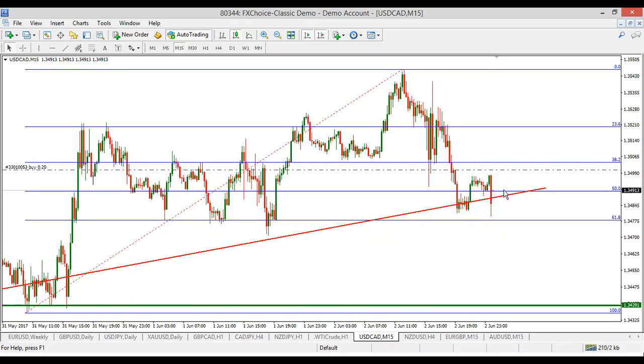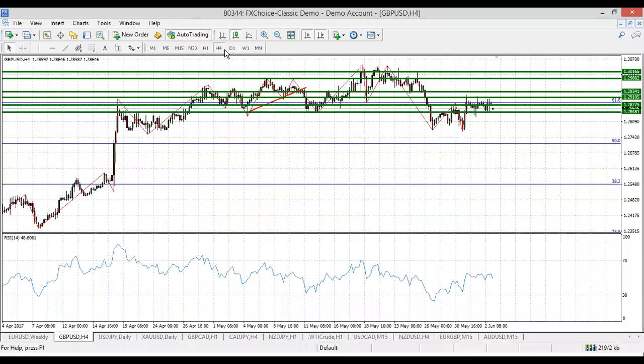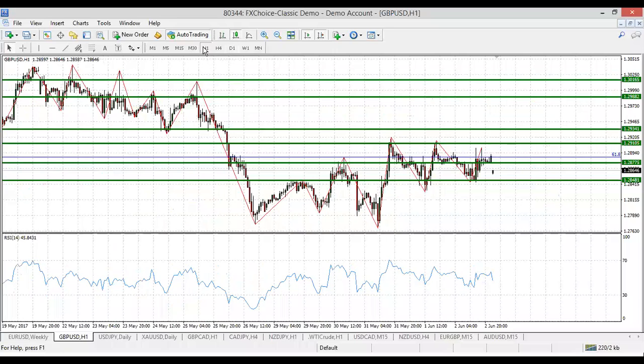USD CAD has refused to move. It gapped up here, no movement again. What happens to GBP USD? Let's go to a smaller time frame. Sorry, I always mark my charts. It has gapped down and it's trying to cover up the gap.